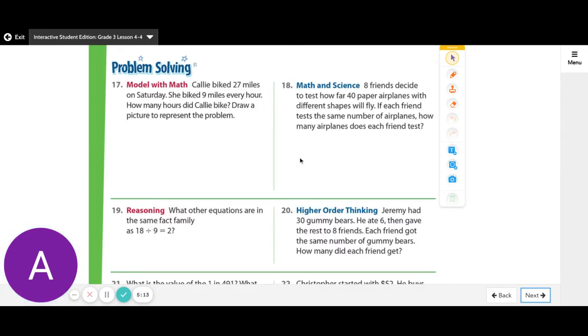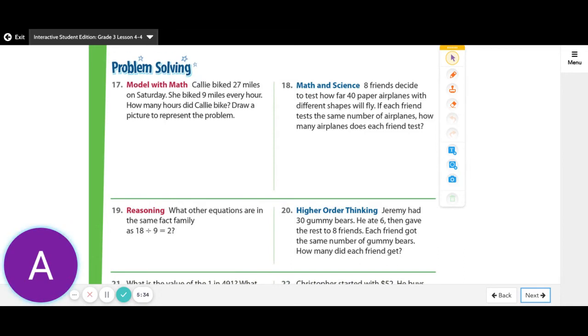Our last page that we'll do together today, and then I'll let you know what you can do for independent work. So number 17, Callie biked 27 miles on Saturday. She biked 9 miles every hour. How many hours did Callie bike? Draw a picture to represent the problem. So we know she did 27 miles on Saturday total. She biked 9 miles every hour.